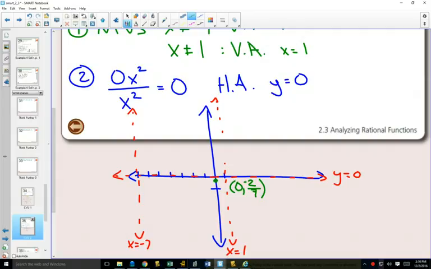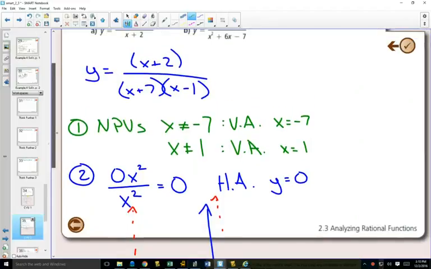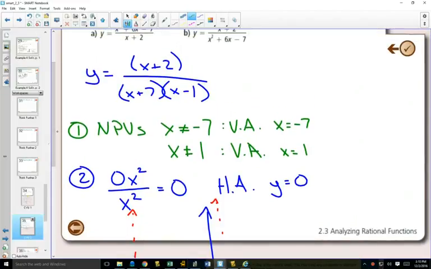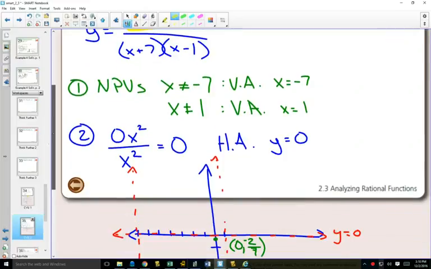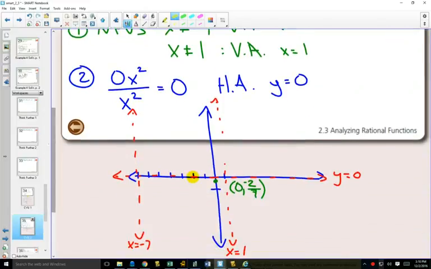Do we have any x-intercepts? How do we know if there's an x-intercept? Well, we look at our fraction and we look at our numerator. Can that ever equal 0? This is weird because what happens is we have an x-intercept. We have an x-intercept at negative 2 comma 0, even though we have an asymptote at 0.